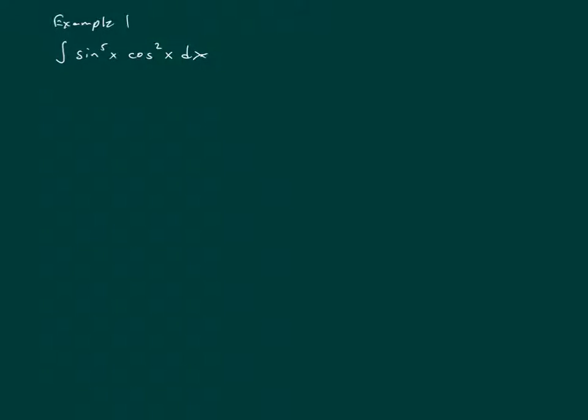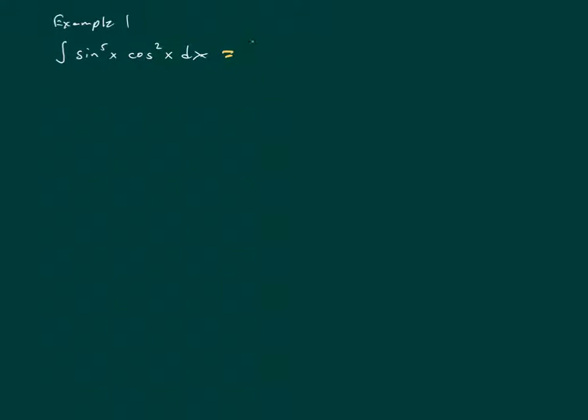Now let's take a look at example 1 here. In this case, we're going to take the integral of sine to the 5th x cosine squared x dx. Now this one matches up with guideline 1, where we had the odd power on sine. And so what I'm going to do on this one is pull out a factor of sine. I'm going to rewrite this with a factor of sine separate.